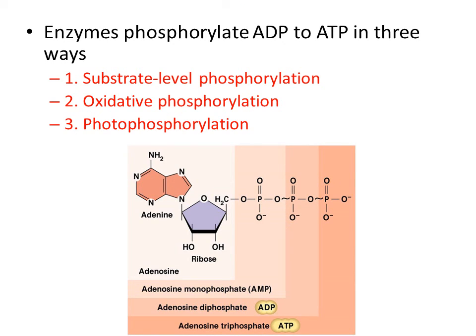Enzymes phosphorylate ADP into ATP in 3 ways. One form is called substrate-level phosphorylation. The second one is oxidative phosphorylation. And the third one is photophosphorylation.